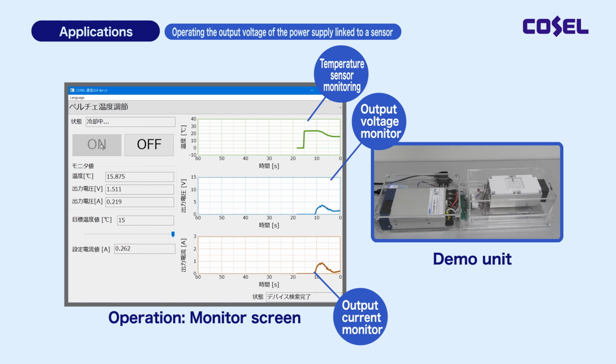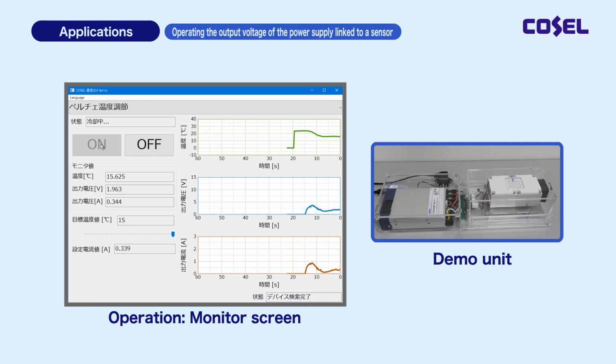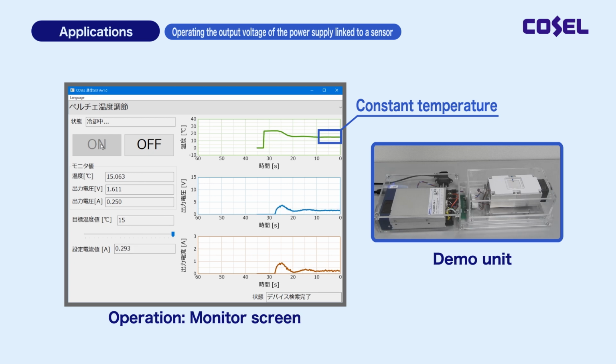of output voltage to reduce the difference between the set temperature and the sensor temperature, thereby varying the output voltage. Gradually, the temperature difference disappears and becomes almost constant at 15 degrees Celsius. Please use this technique to control temperature and other parameters by operating the power supply linked to a sensor.